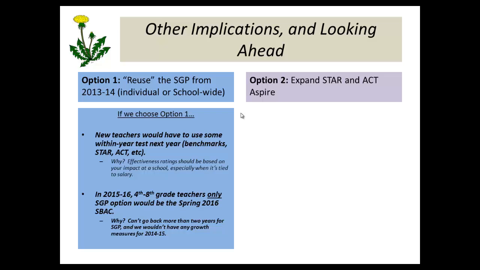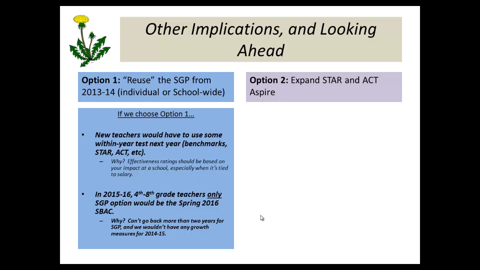The first thing is that new teachers would have to use some sort of within-year measure anyway. So it could be benchmarks, it could be STAR, it could be ACT, it could be something else. And why is this? It's because effectiveness rating should really be based on the impact that you're having at your school, not something that has happened in the past before you got there, especially when all of this is tied to salary. So we have these new salary floors, and it just doesn't seem right to have people, if you're new, pulling in scores from the past when you weren't even at a school.